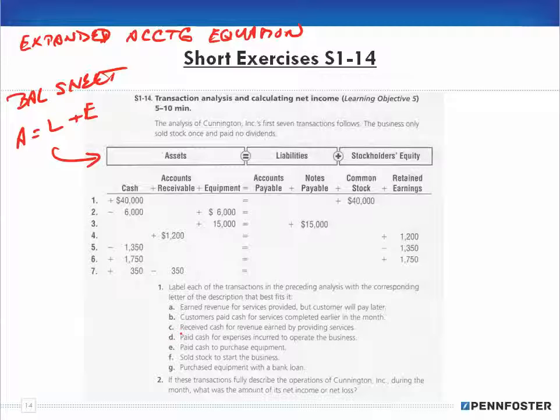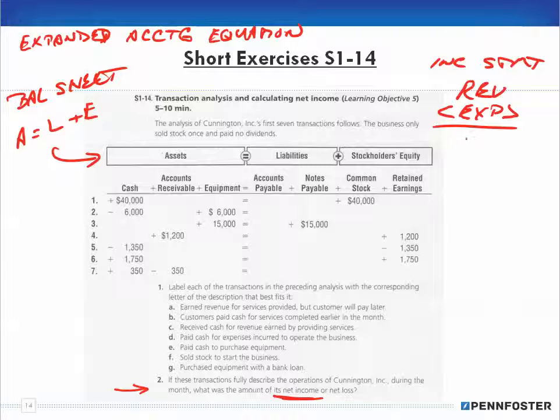But if you notice number 2 here, it's going to be talking about net income. Okay, well, where do we get the net income from? Well, that's on our income statement. That's our revenues less our expenses, which gives us our profit or loss. So that profit or loss is our net income.